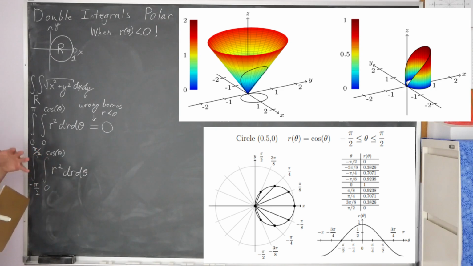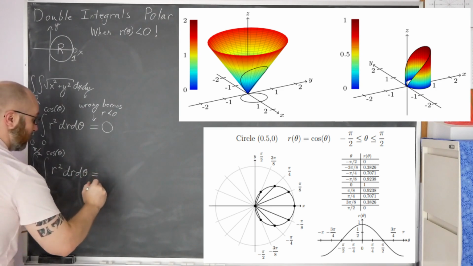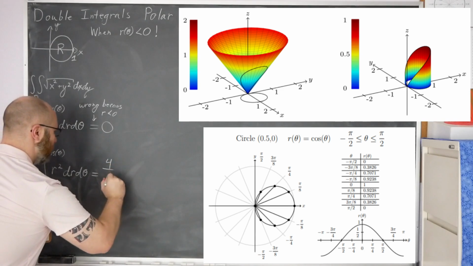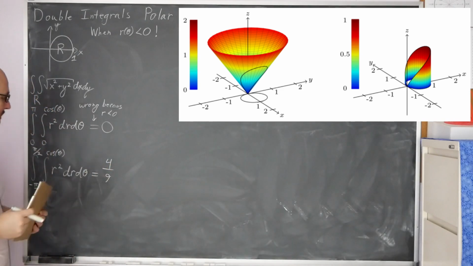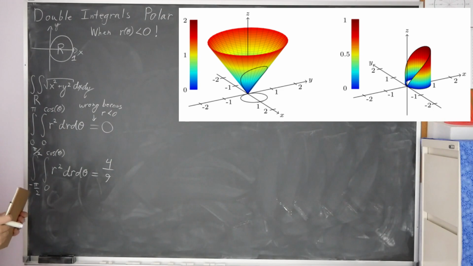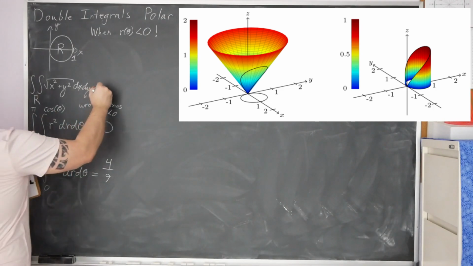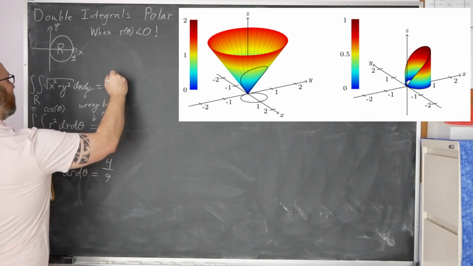And then if you actually evaluate this integral, since r is positive the whole time and you essentially are integrating positive areas, positive volumes, you get the actual answer, which is 4/9, which I find interesting. There's no pi's in it. And if you evaluate this one, do a lot of hard work, you get 4/9.